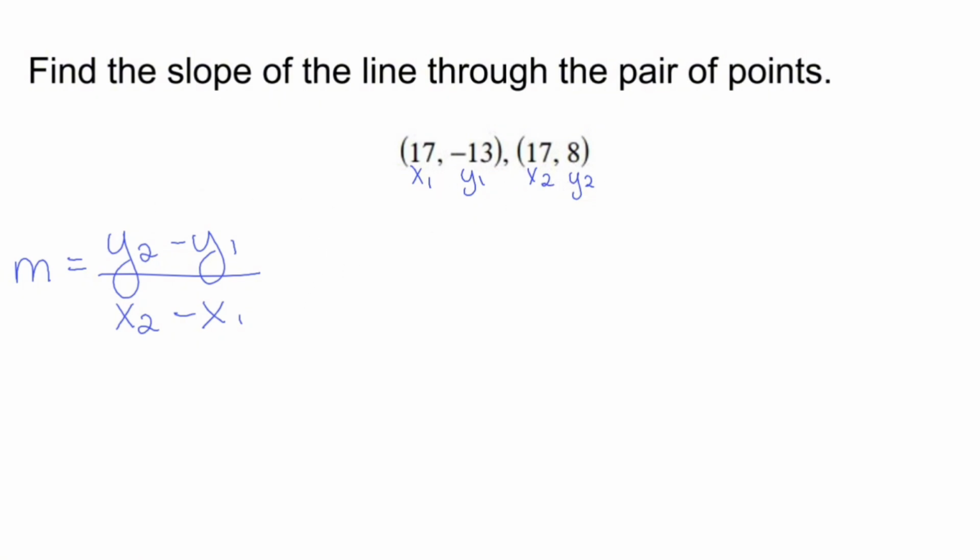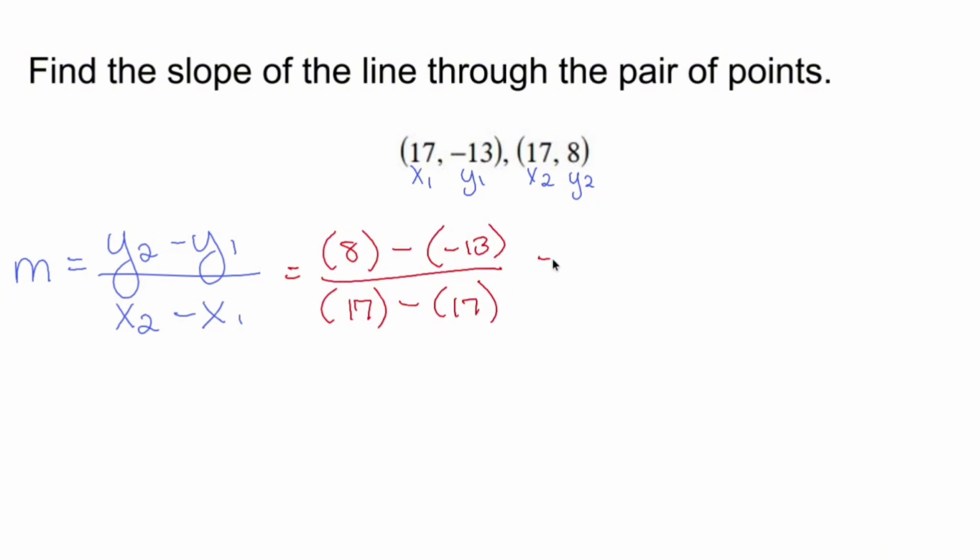But since I have that, I'm going to substitute these values in using the things that I labeled. So y sub 2 is going to become parentheses 8, close parentheses. Here's the minus sign. Y sub 1 is going to be parentheses negative 13, close parentheses, all over. X sub 2 is going to be parentheses 17, close parentheses. Drop the minus. X sub 1 is going to be parentheses 17 again, close parentheses.